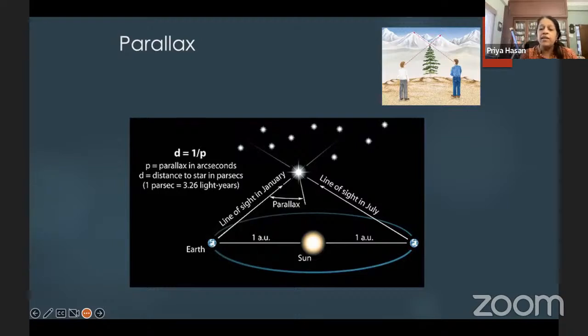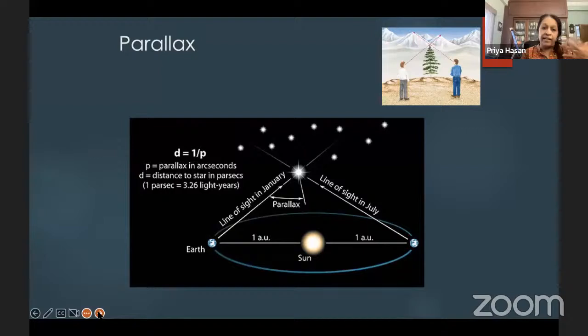So the simplest method we can do is, for example, while the Earth is going around the sun, you look at the position of a star today, say in January, and then after 6 months. This is one astronomical unit, which is the distance of the Earth to the sun, 150 million kilometers. After 6 months, when the Earth comes to this point, you look at the position of the star, and half the angle is the parallax angle. And it's very simple to see that if you do it in astronomical units, the distance is 1 by p, right? So in that way, you can find out the distances to stars.